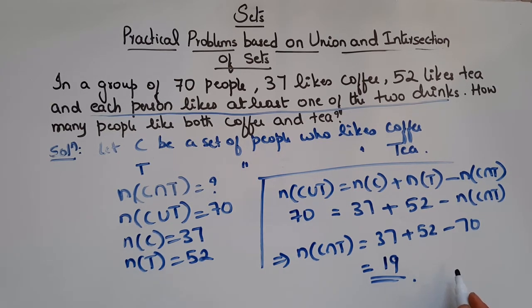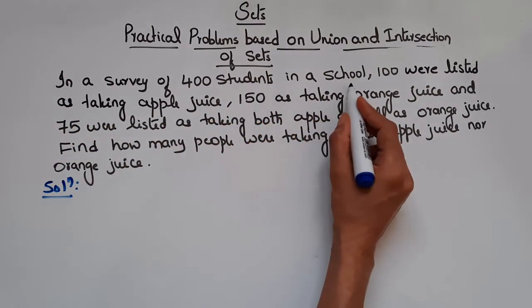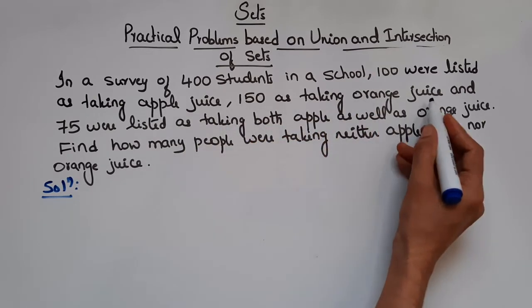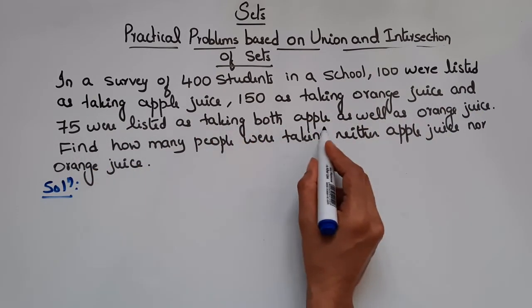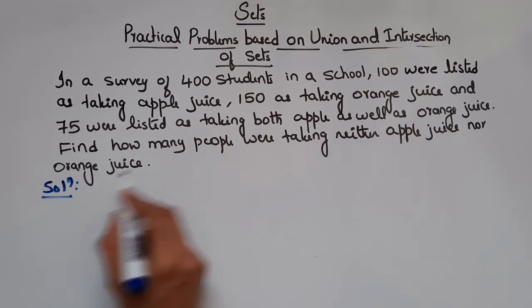Now let's move on to the next problem. So now let's see this problem. Here it says, in a survey of 400 students in a school, 100 were listed as taking apple juice, 150 as taking orange juice, and 75 were listed as taking both apple as well as orange juice. Find how many people were taking neither apple juice nor orange juice.